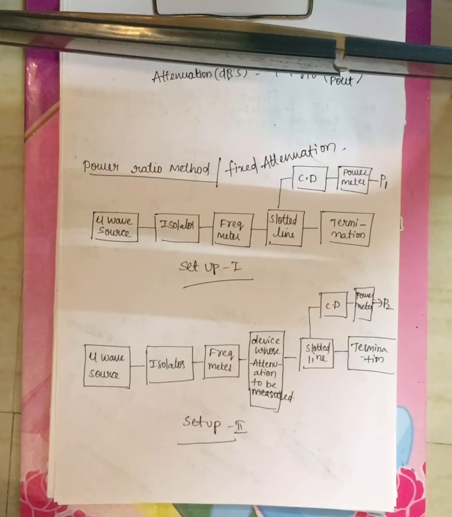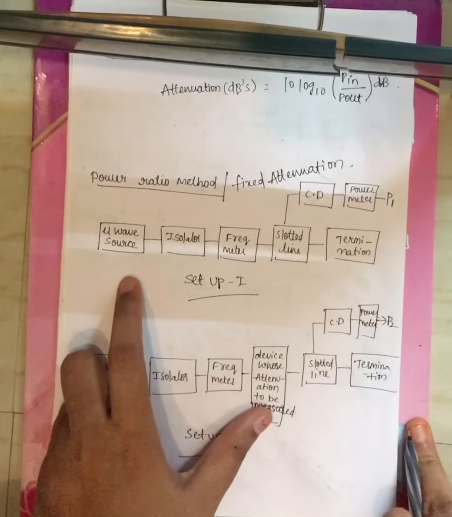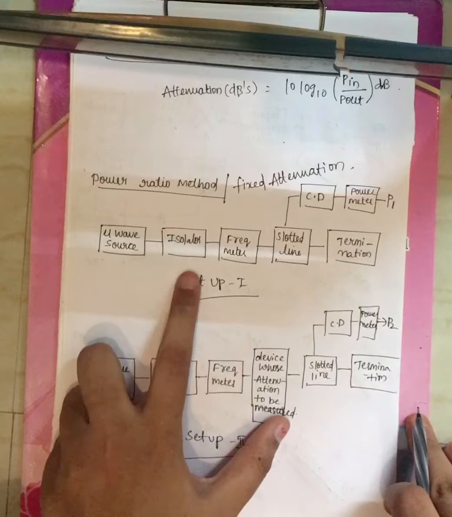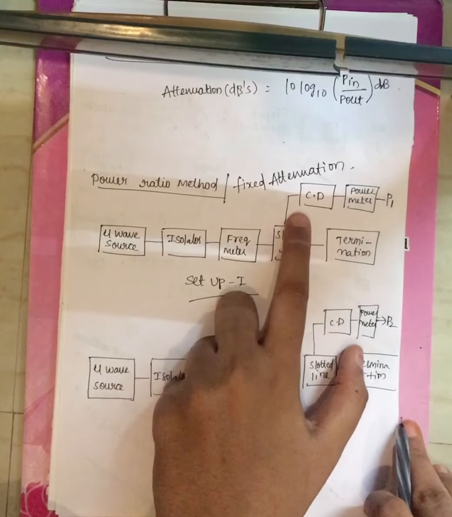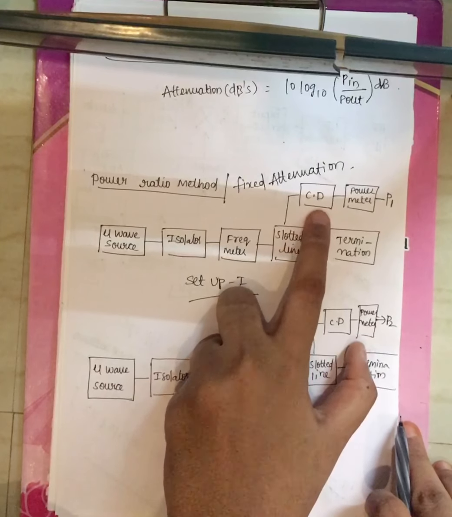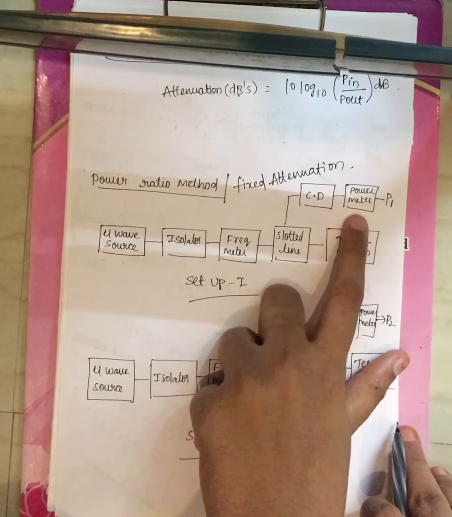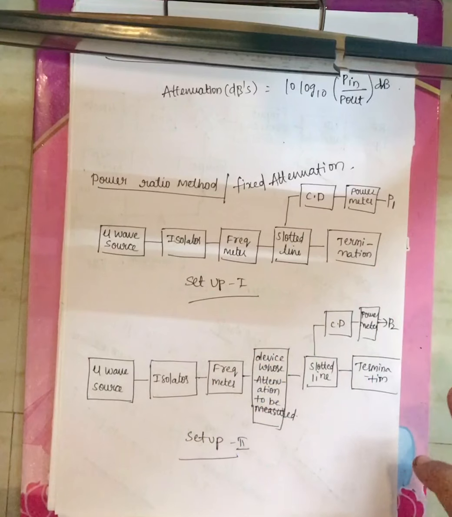First, in order to find the attenuation, we have to calculate the input power and output power, right? For that input power and output power, that's why we have two different setups. Coming to setup 1: the microwave source is connected to an isolator, frequency meter, slotted line, and termination. CD indicates the crystal detector, which is connected to the power meter. What will the power meter do? It will measure the power, right?